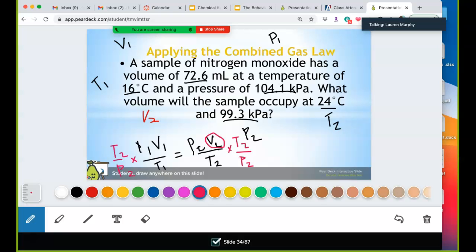Okay, that cancels it over here, right? That was the point, so that we can get V2 by itself. And now I'm going to plug in T2, that's temperature 2. Now be careful. My second temperature was 24, but you cannot plug in Celsius. So you take 24 and you add 273 to it, and that's the number you can plug in.